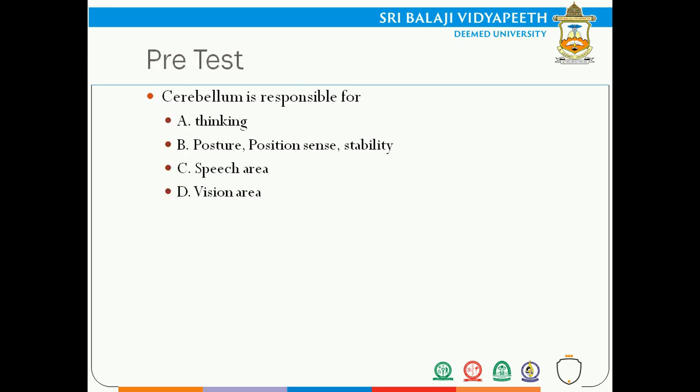This is a small pre-test: what do you think is the main function of the cerebellum? Since I've already given you an introduction, you know about it. A, thinking. B, posture, position sense, stability. C, speech area. And D, vision area. So you can try this test. What do you think is the right answer? You can post it as a comment.